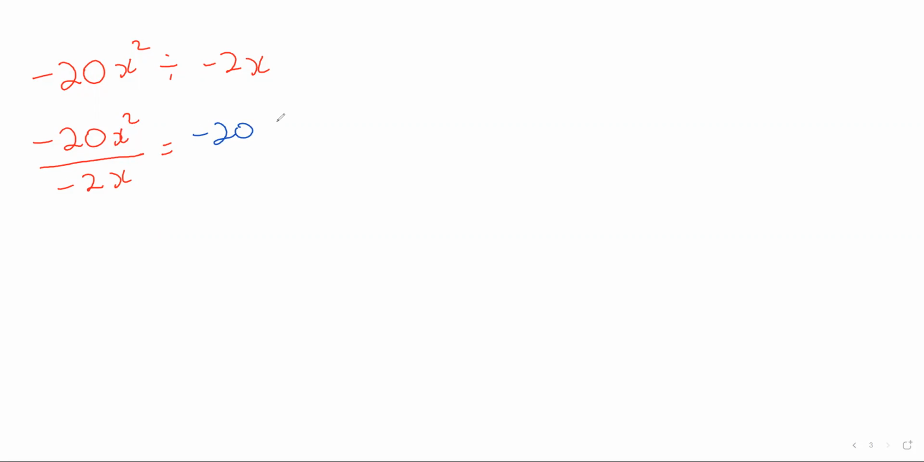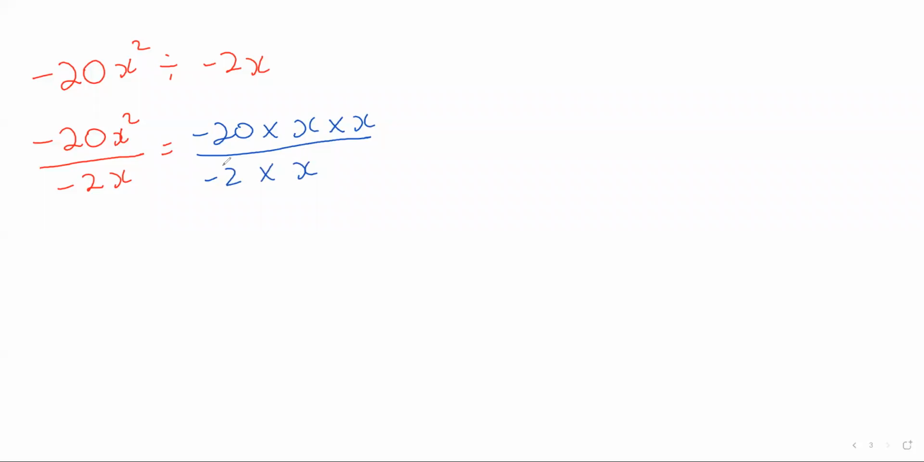Good. So let me look at some examples here now. Let's just say we have something like this. Minus 20 x squared divided by minus 2x, right? I prefer to write it like this, as a fraction. So we can break up this question and understand it a little more easily, right? We know minus 20 x squared was formed by taking minus 20 multiplied by x squared, and x squared is x times x, right? And minus 2x was minus 2 multiplied by x.